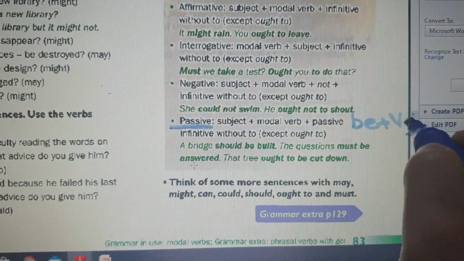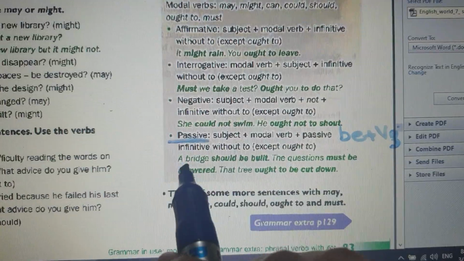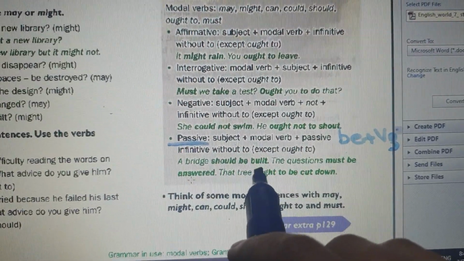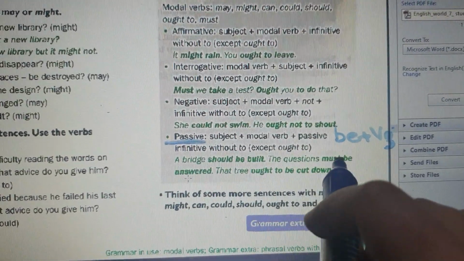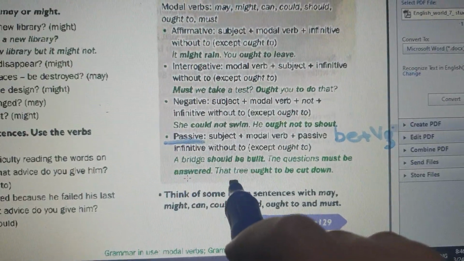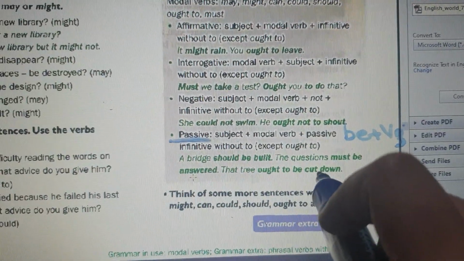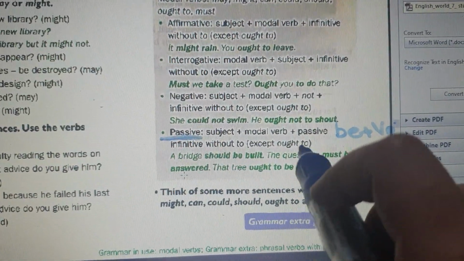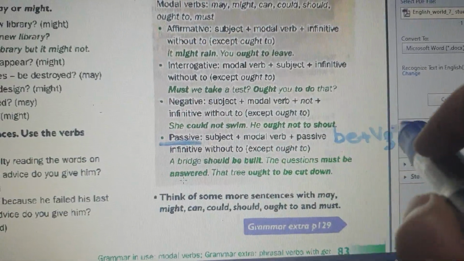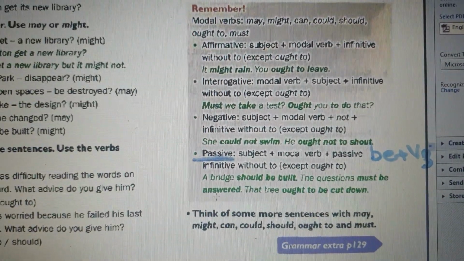Plus verb 3, sorry. I'm sorry for that. A bridge should be built. The question must be answered. That tree ought to be cut down. Okay? The passive infinitive means be plus verb 3.